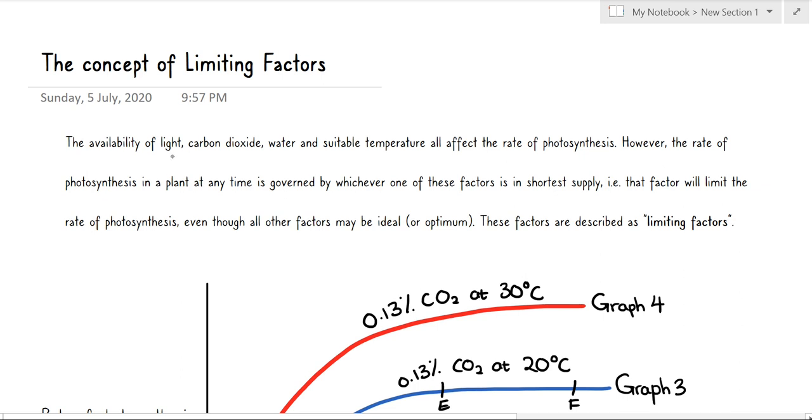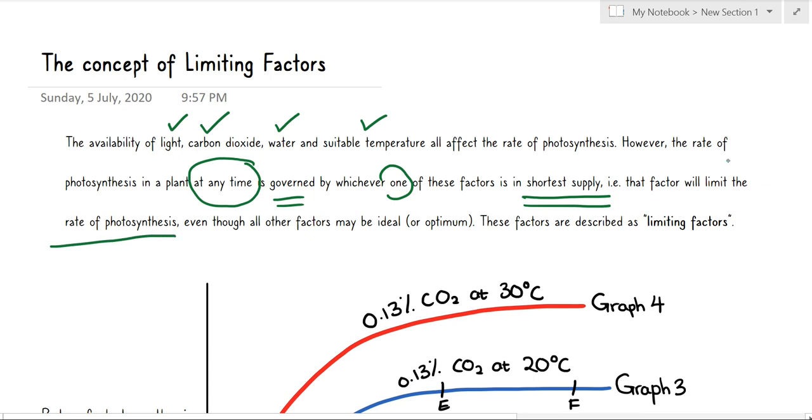The availability of light, carbon dioxide, and water, and also suitable temperature. So all of these affect the rate of photosynthesis. However, the rate of photosynthesis in a plant at any given time is governed. This means that it depends on whichever one of these factors is in shortest supply. For example, that factor will limit the rate of photosynthesis.